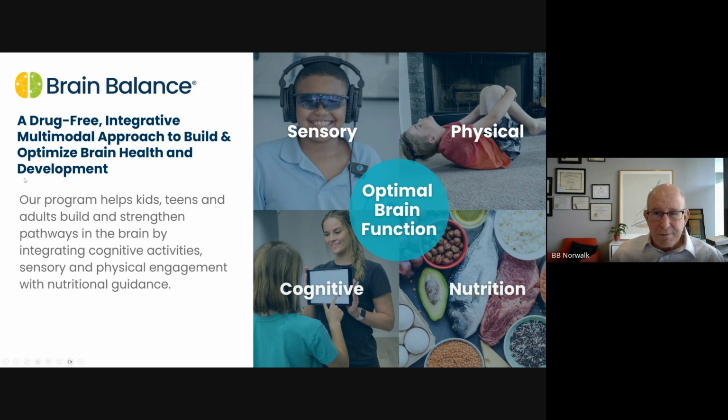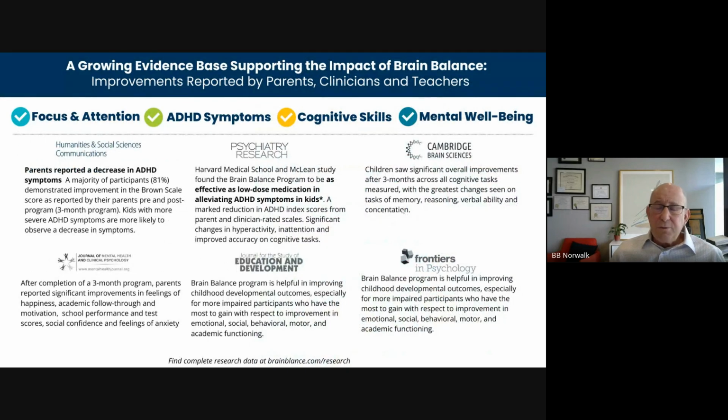It's integrative. We use sensory stimulation in many different ways, through the eyes, through the ears, through the skin, through the body, physical types of stimulation, cognitive stimulation, nutritional advice. So we are targeting all these brain systems so they all start connecting and improving brain connectivity. There's been a lot of research done on our work over the last 5 to 10 years. This is just a smattering of it. There's a lot more.